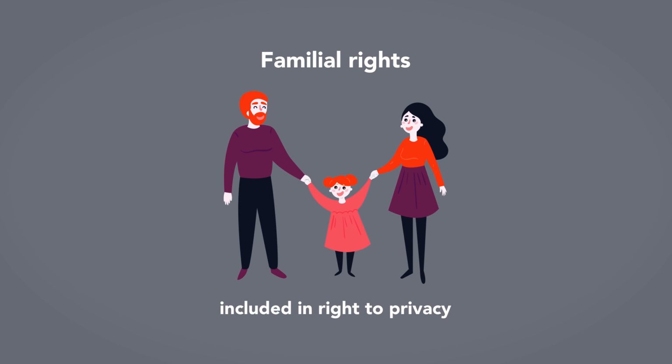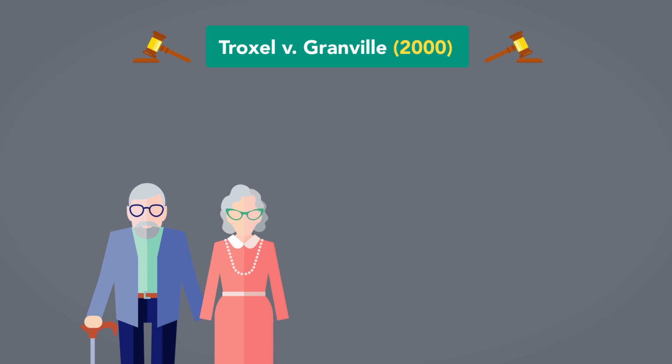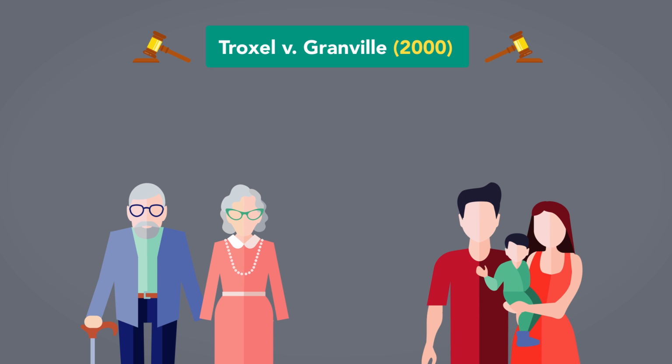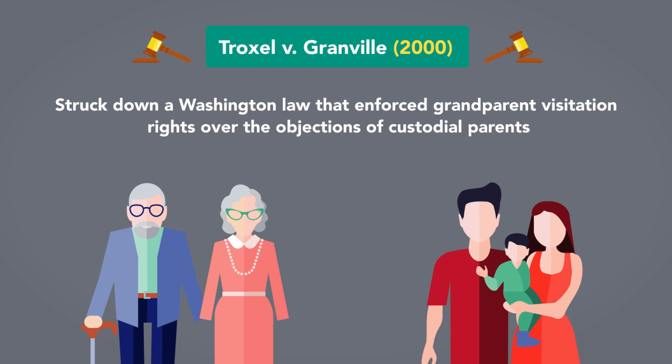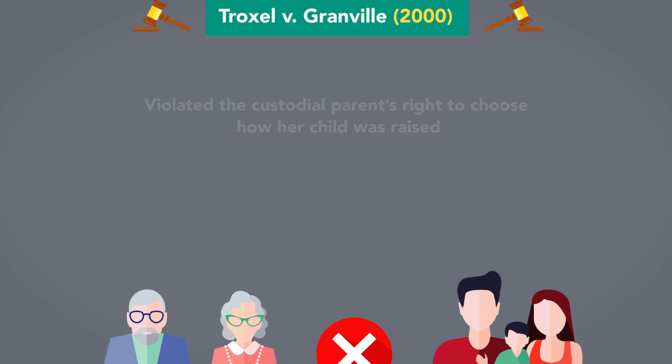Familial rights are often included in the right to privacy. In a 2000 case, Troxel v. Granville, the court recognized as fundamental the right to raise one's children as one sees fit. It thus struck down a Washington law that enforced grandparent visitation rights over the objections of custodial parents. This, the court ruled, violated the custodial parent's right to choose how her child was raised.